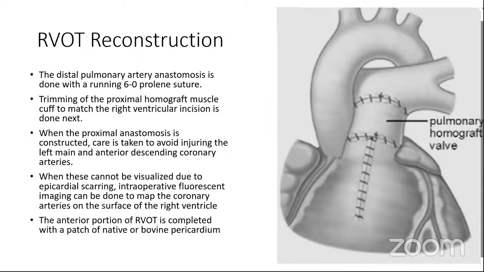When the proximal anastomosis is being constructed, it's important to take care to avoid injury to the left main and the anterior descending coronary artery. When these cannot be visualized due to epicardial scarring, intraoperative fluorescent imaging can be done to map the coronary arteries on the surface of the right ventricle. The anterior portion of the RVOT is completed with a patch of native or bovine pericardium.